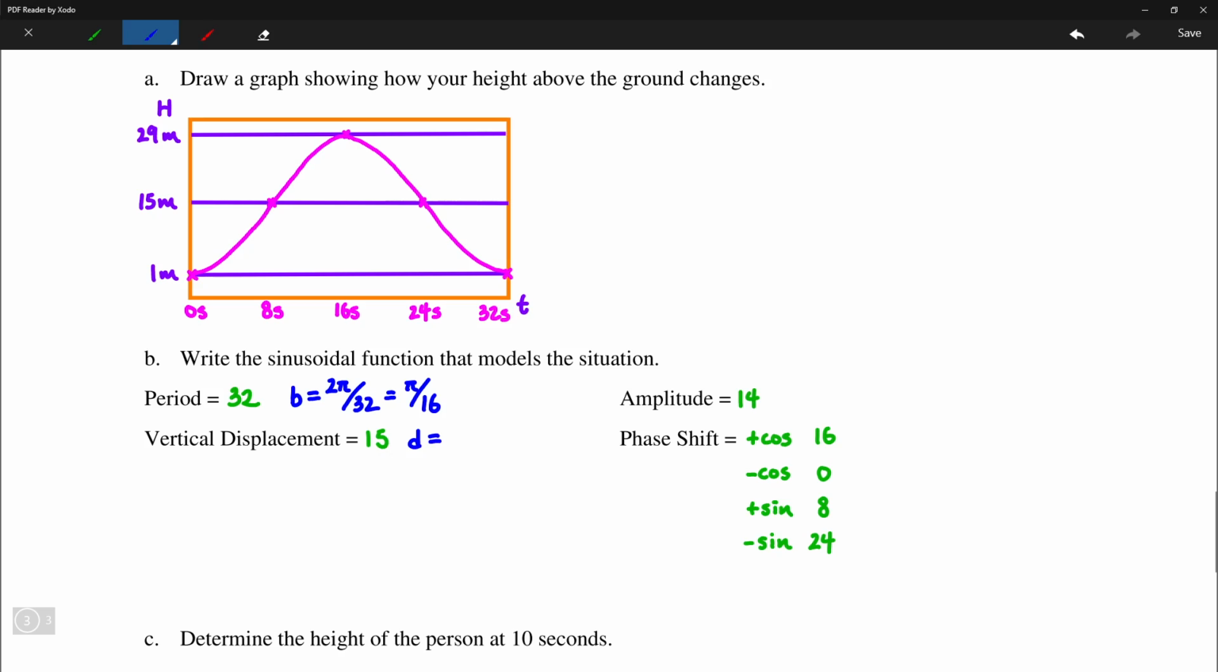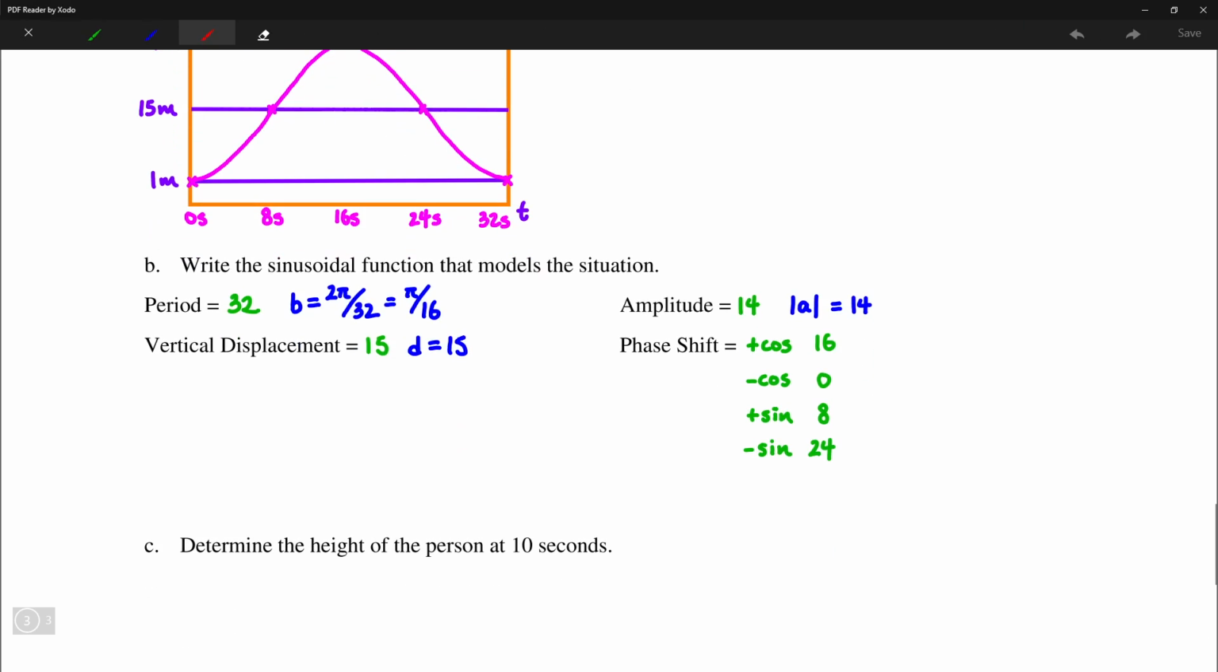Displacement is the d value, so d is 15. Amplitude is 14. Now, we're going to write it as the absolute value of a is equal to 14 because, of course, a could be positive or negative depending on what phase shift we want to use. So the 4 possible functions are, first one, h of t is equal to 14 cosine pi over 16, and then t minus 16 plus 15.